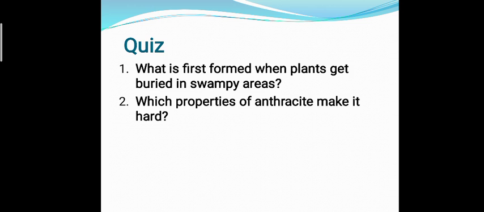So note down these quiz questions and try to answer these. What is the first formed when plants get buried in swampy areas? Which properties of anthracite make it hard?